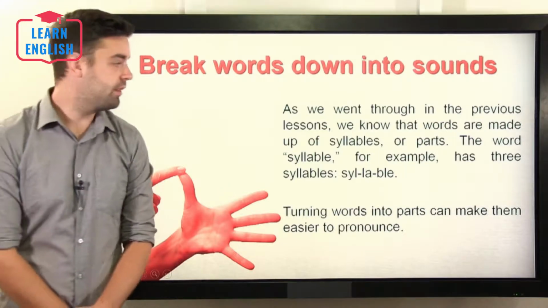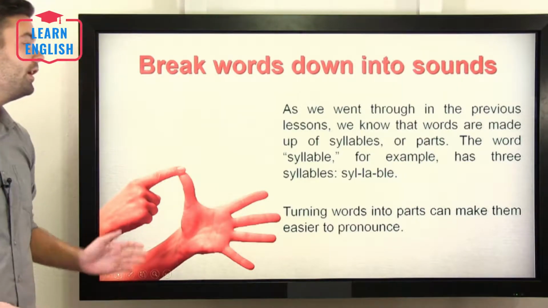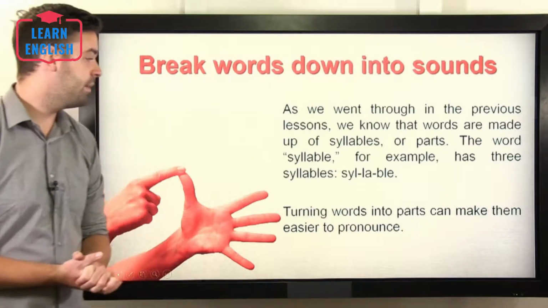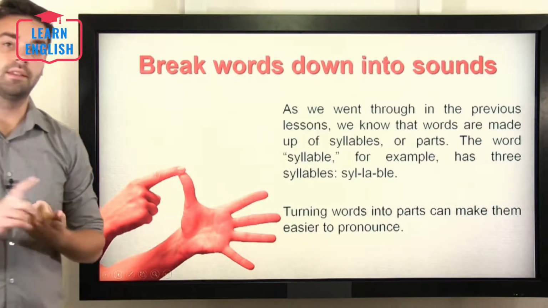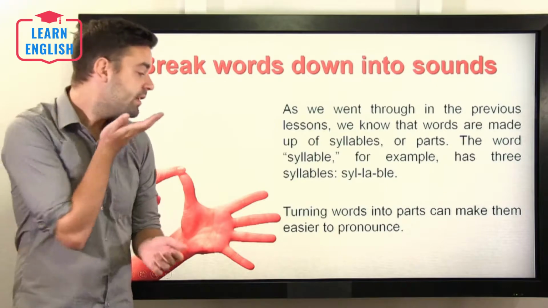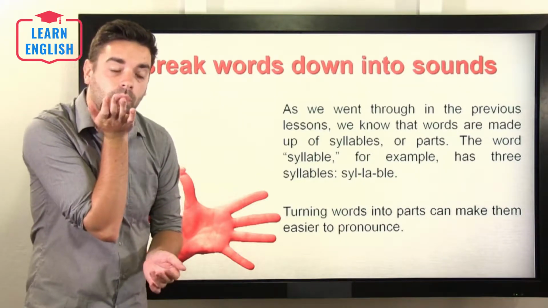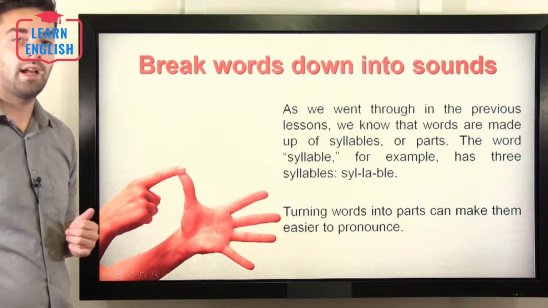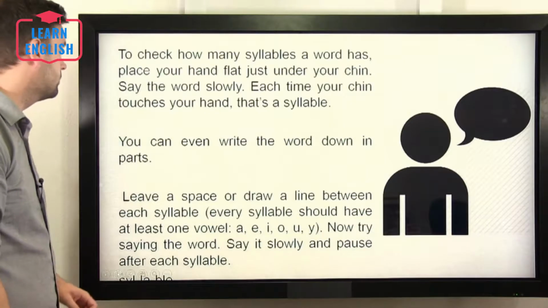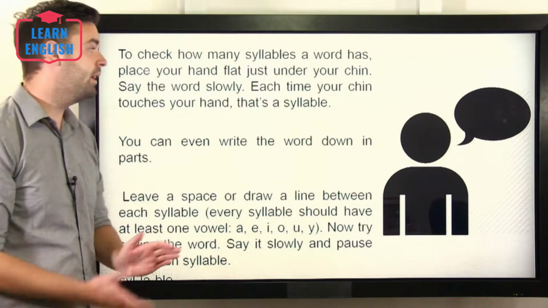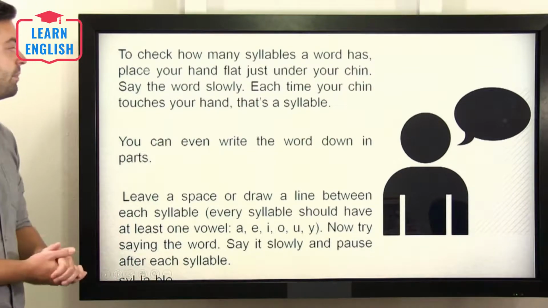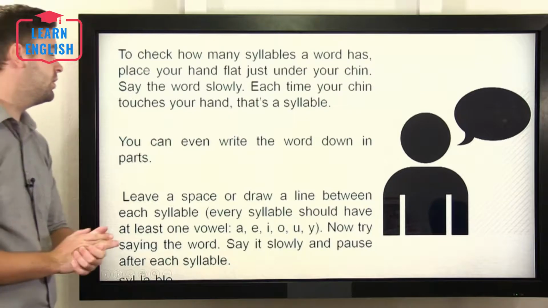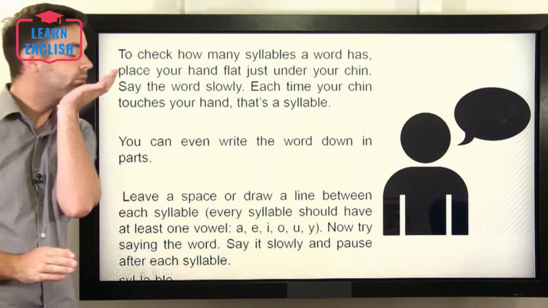So, as we went through in the previous lessons, we know that words are made up of syllables or parts. The word syllable, for example, has 3 syllables. Syllable. Remember we did the thing on our chin? Syllable. Turning words into parts can make them easier to pronounce. So to check how many syllables a word has, place your hand flat under your chin and say the word slowly. Each time your chin touches your hand, that's a syllable.